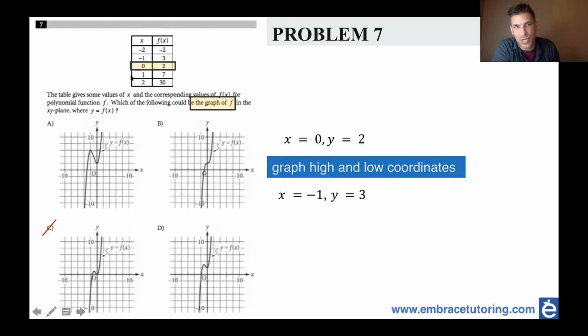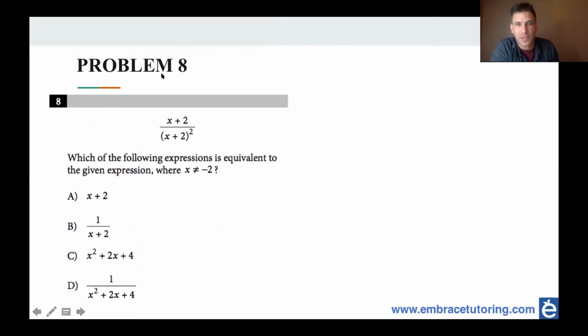And now, just to double check, I'm going to do 1 and 7. So 1 would be like here, remember, because these are all in increments of 2. 7 would be, here's 2, 4, 6. So it would be somewhere, yep, it looks as though D is going to be my best answer choice as I keep going through. Here we have problem number 8.